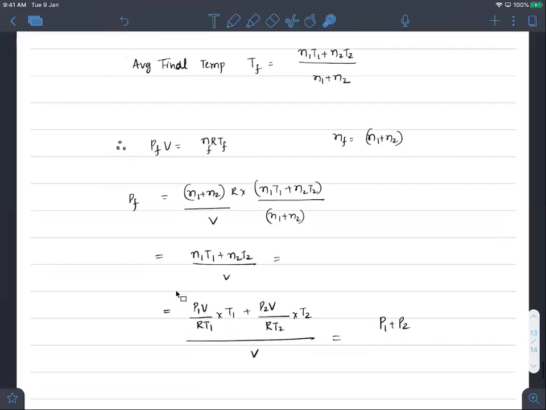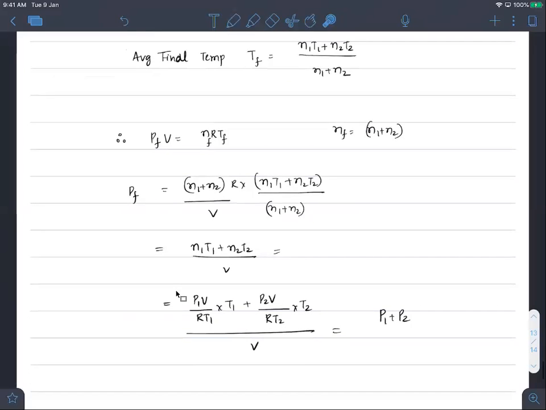Suppose the final pressure is being asked. Now check how the number of moles are related to one another. N1 plus N2 is related in this way, so you will cancel this out and you will have N1 T1 plus N2 T2 by RV. This is one final form. You can write it in terms of V, or this V is actually V final, which is V1 plus V2.